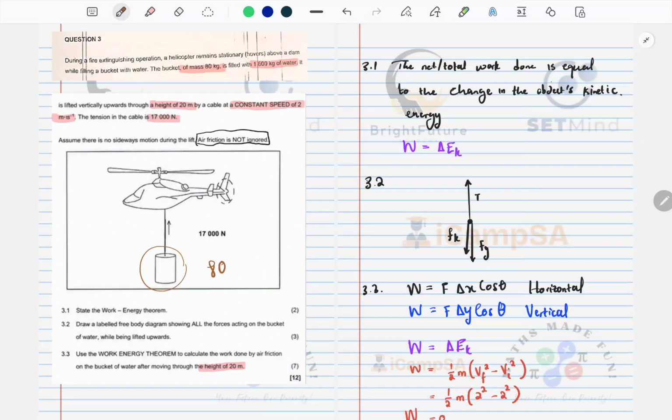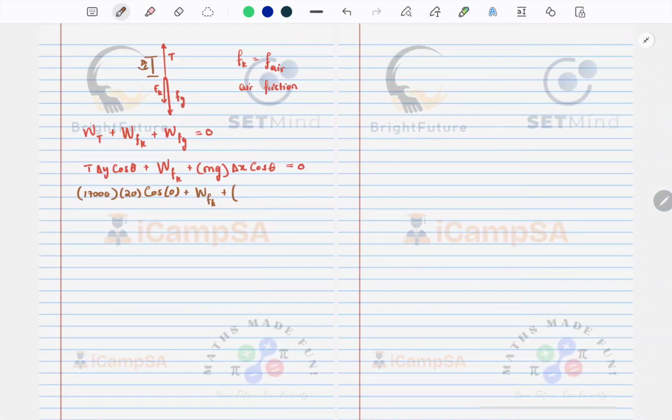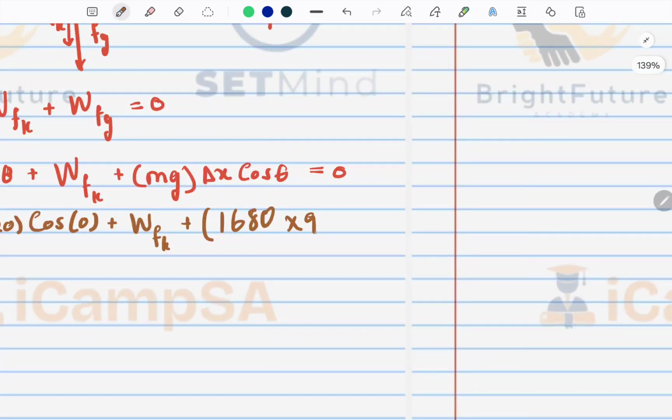Okay, then we fill it with water, and then we have 1,600, like so. So that means the total now of the water and the bucket is going to be 1,680. That's what you're going to have, 1,680. So here it's going to be 1,680 times 9.8. This is our force. Then this is going to be 20.